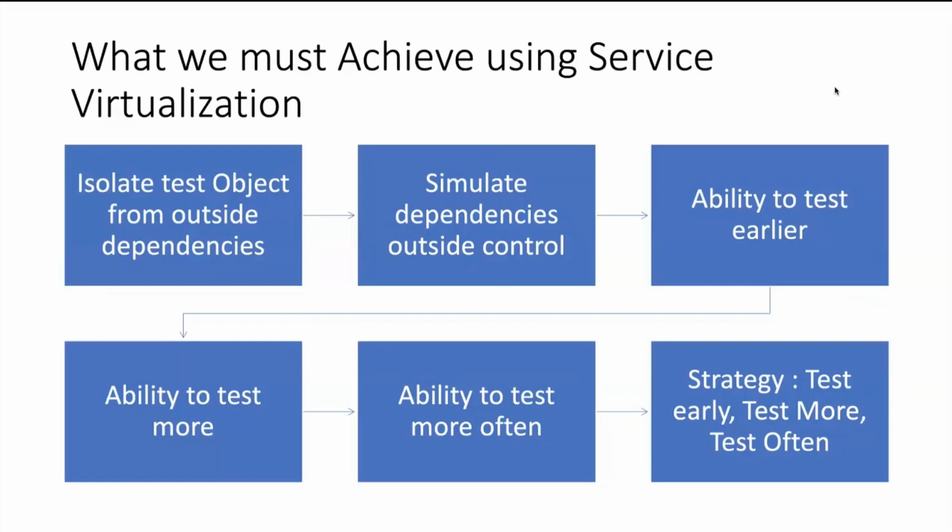But understand, when I virtualize a service, in layman's terms, I need to identify mocks, I need to identify stubs, and I need to see how well I'm able to simulate the behaviors on which my tests are dependent for the current component that I'm testing. Our strategy should always be to test early, test more, and test often. So if your mocks and simulations are helping you do all these three, which are part of your strategy, it means your stubbing and virtualization is fine. So this is what we look for when we are planning for service virtualization.